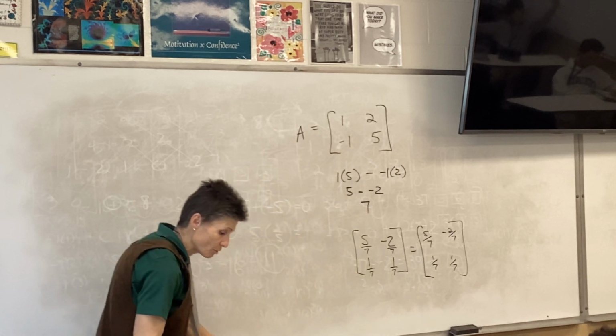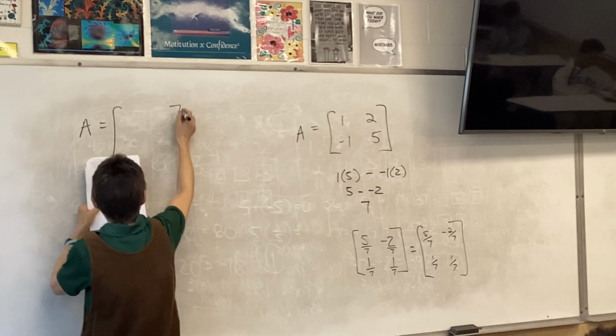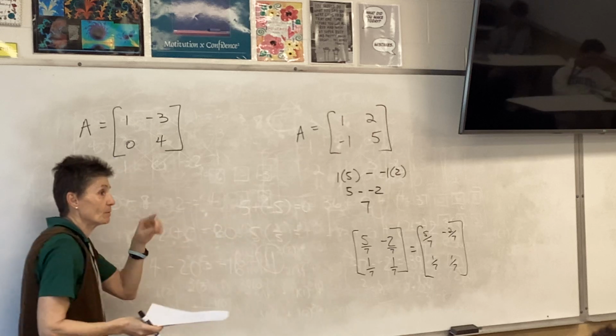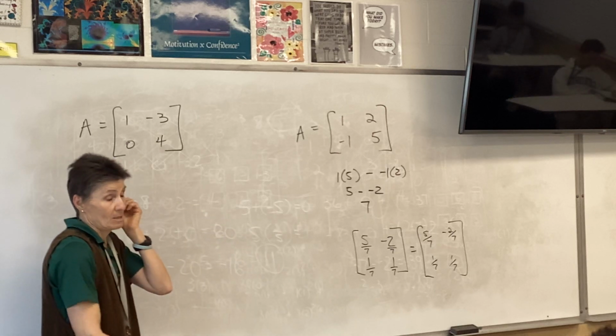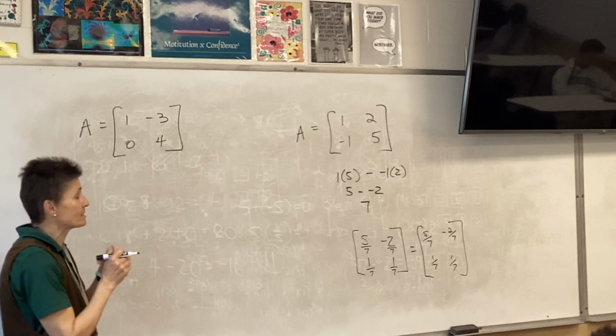Alright, so let's go through those steps again with this next one. And then we'll let you do one by yourself. Hopefully we'll have good results. Alright, so what did I tell you? What's the first thing we need to do? Find the determinant. And it's a 2 by 2, so that's easy enough.